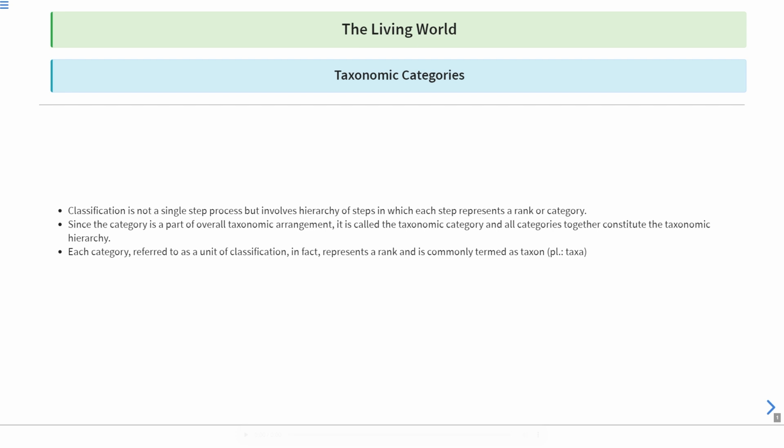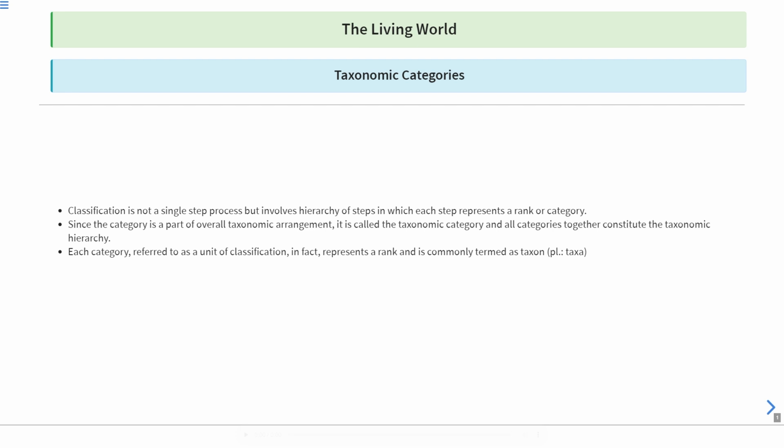We also talked about the rules that we must follow while naming any organism. We talked about the taxa also, and now in this session we are going to talk in detail about the different taxonomic categories.